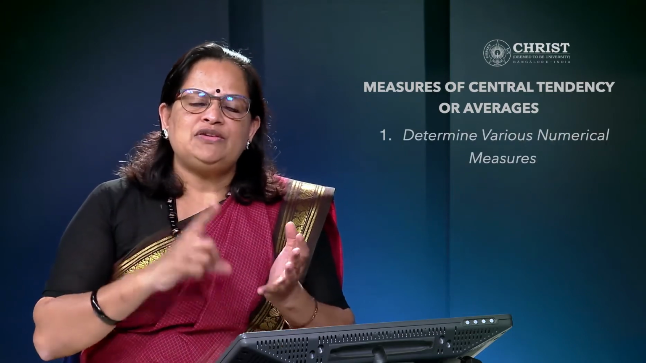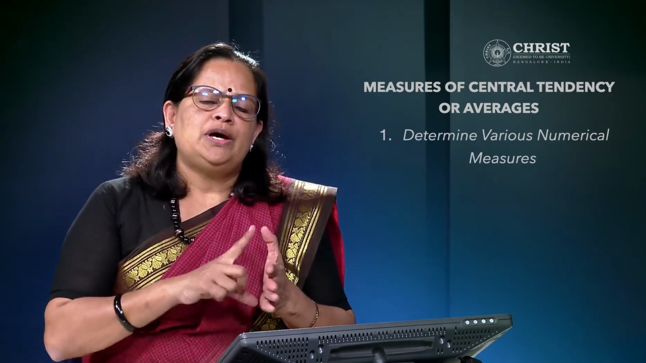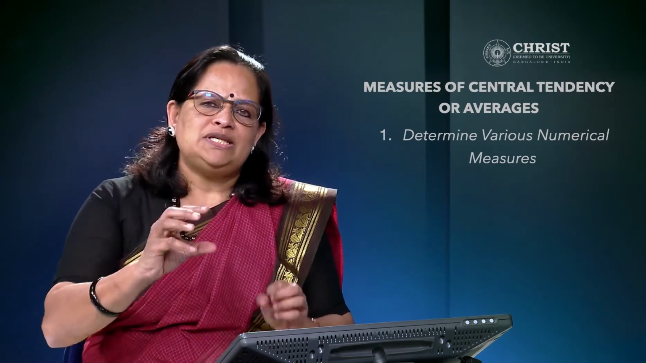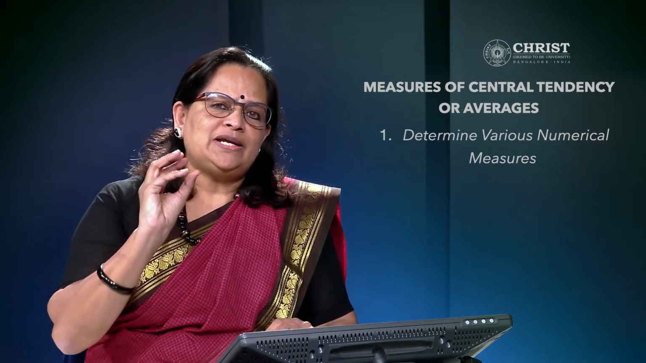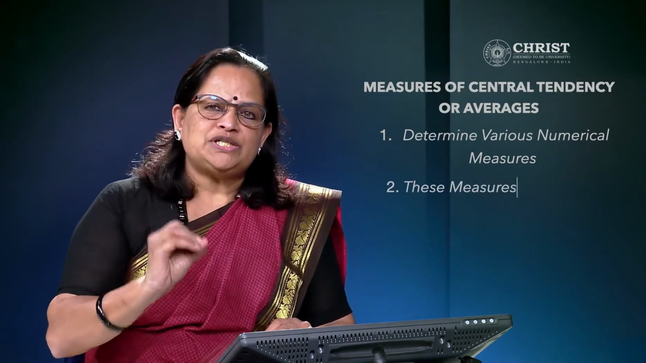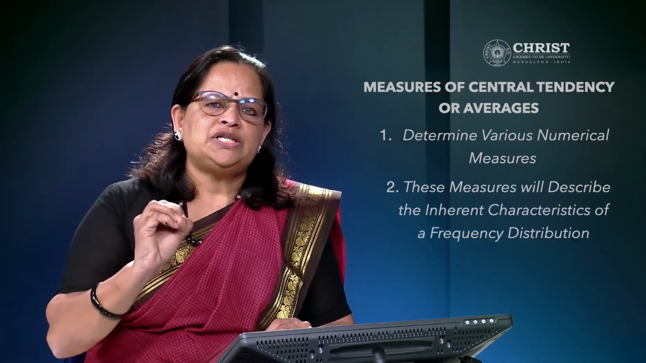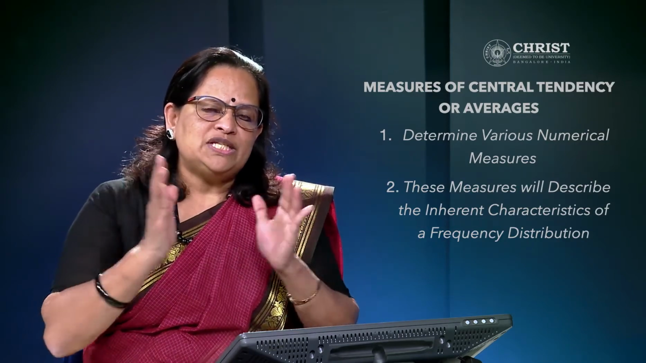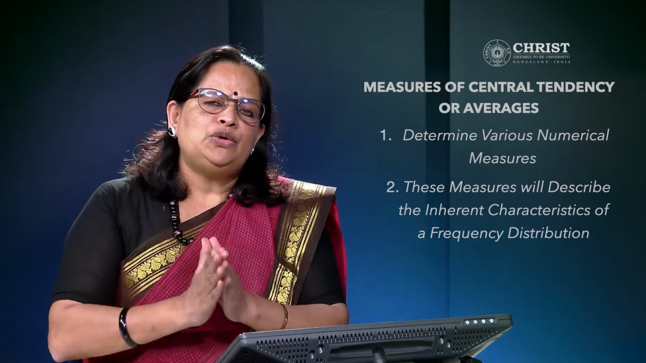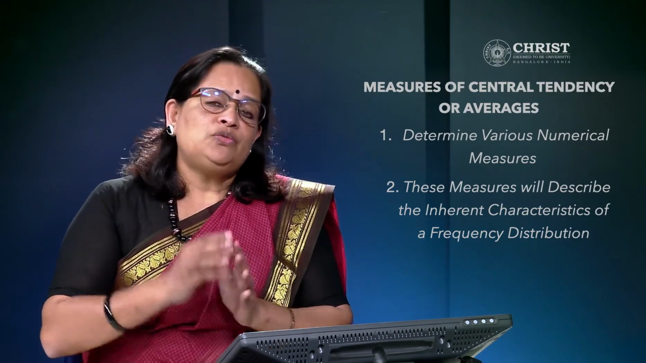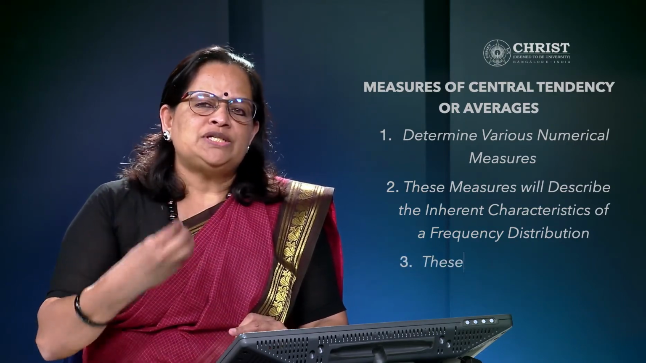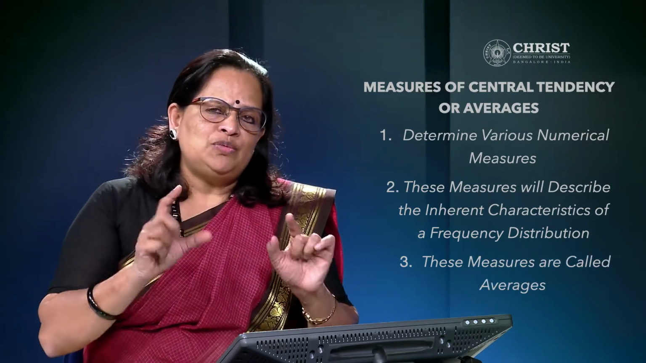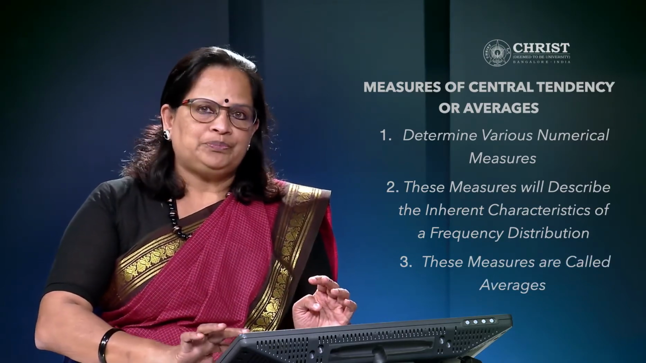An important objective of statistical analysis is to determine various numerical measures, for example mean, median, mode, harmonic mean, geometric mean. We need some value to get an idea about the data. These measures describe the inherent characteristics of a frequency distribution. For example, if the median of 10 observations is 5, the median denotes the middle value of the observations, so we get some idea. These measures are called averages, and an average describes the frequency distribution.